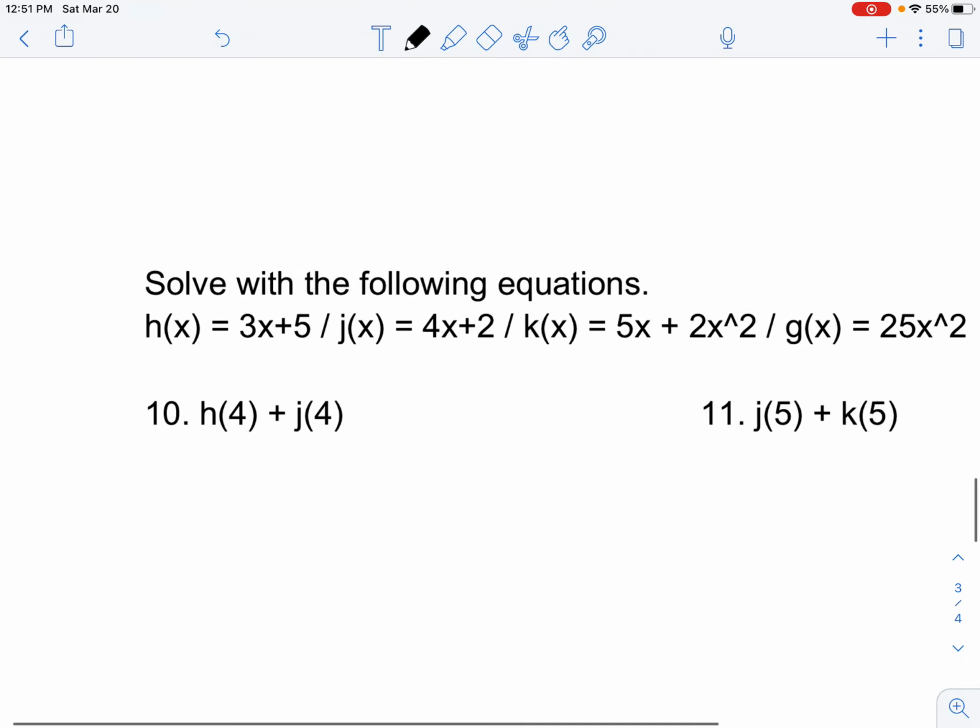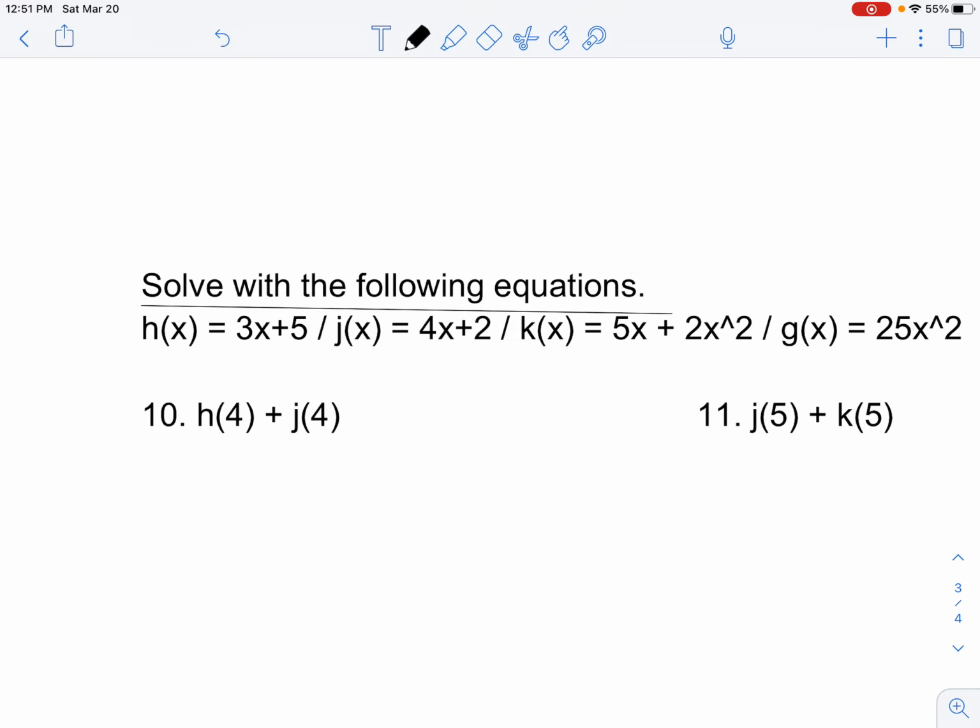Moving on. Now, solve the following equations. What this basically is doing is they're going to give you specific functions, and you're going to have specific inputs that you're going to substitute into these functions. So for example, if we have h of 4, you know that the h function is 3x plus 5, and we can see that the input is 4. Because the input is 4, that's our x value, because the x would correspond to the one you're inputting.